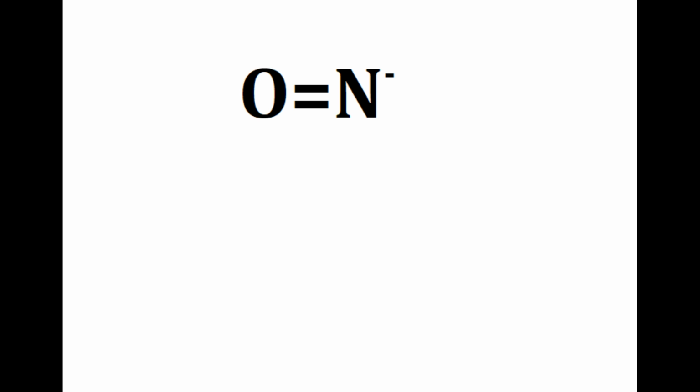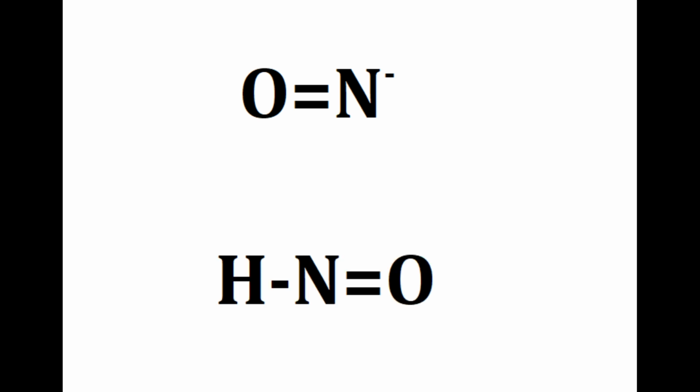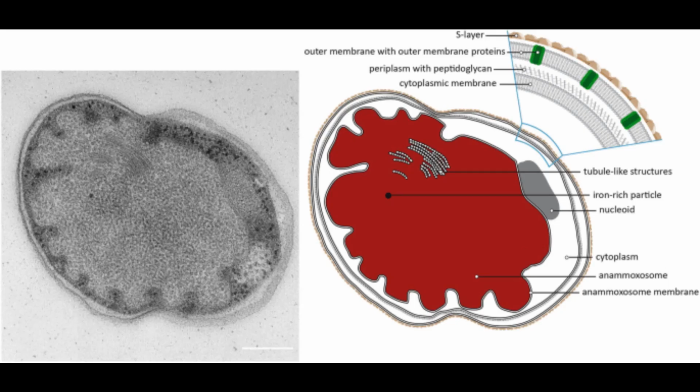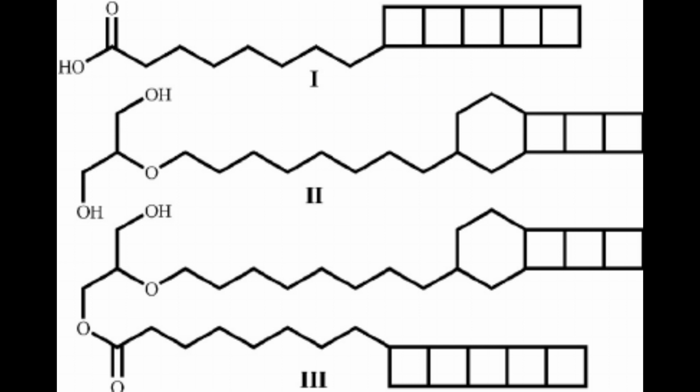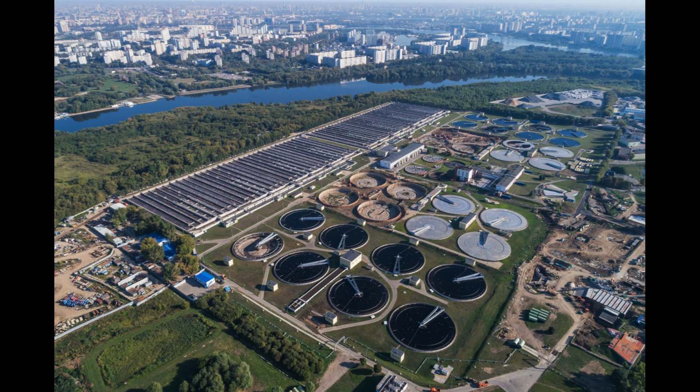The involvement of either a nitric oxide or nitroxyl intermediate have also been proposed. In bacteria which carry out anammox, this process is performed in a membrane-bound compartment known as an anammoxosome. The membrane includes a unique variety of lipids known as ladderanes. Anammox bacteria are used in wastewater treatment plants to remove nitrates before discharge. This can cut down operating costs by as much as 60%.